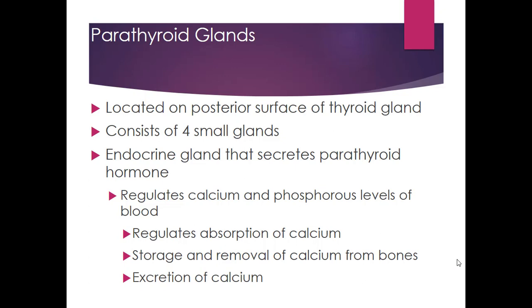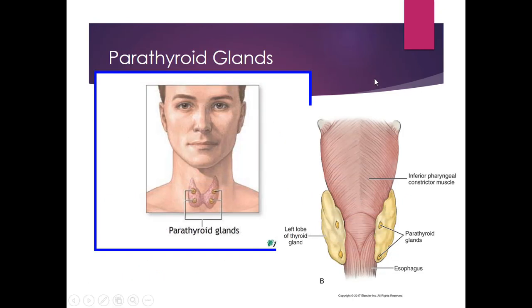The parathyroid glands are not palpable or visible extraorally. They're located on the posterior of the thyroid gland. There's 4 small glands. They are also endocrine glands that secrete parathyroid hormone, which regulates your calcium and phosphorus levels in your blood. So this regulates your absorption of calcium, your storage and removal of calcium from bones, and excretion of calcium. So in here you're looking at your parathyroid glands, but you're looking at an anterior view, but they're on the back side of the thyroid. So this is looking at the thyroid from a posterior view, and here's your little 4 parathyroid glands.